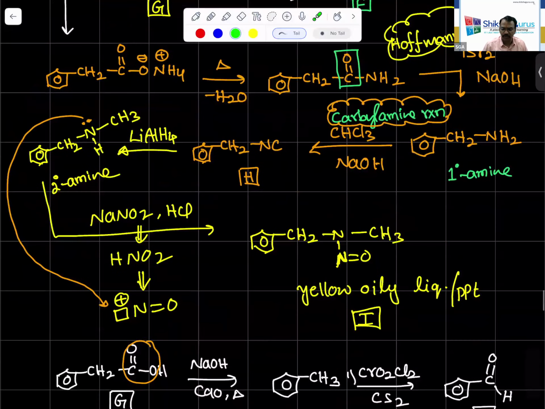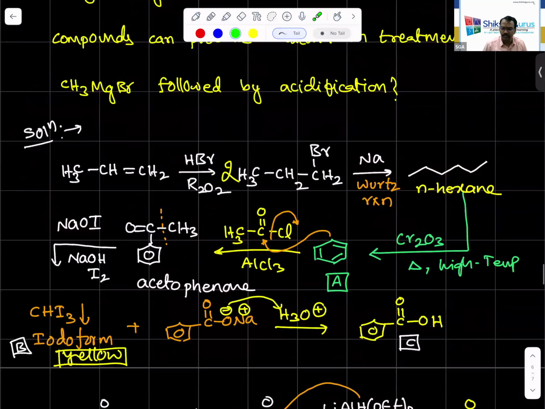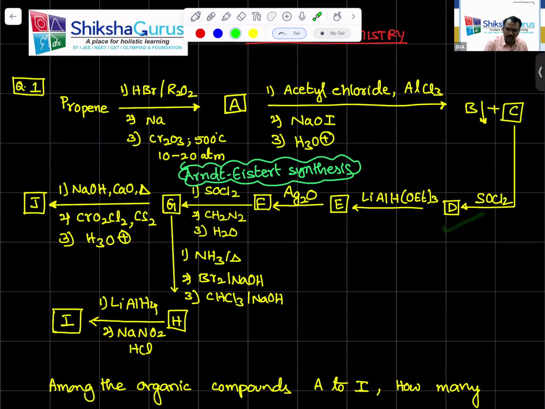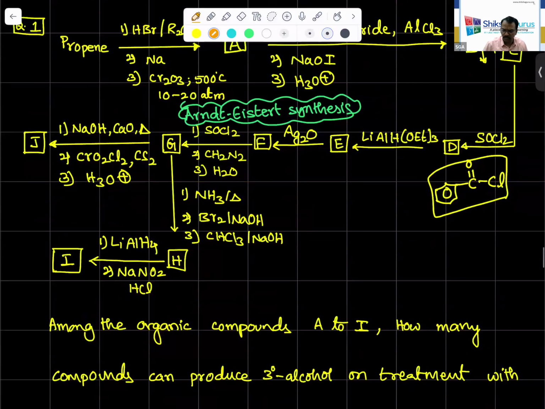Therefore, from A to I, only one compound, that is benzoyl chloride, compound D, is able to produce tertiary alcohol when treated with excess of Grignard reagent. Therefore, the answer is only one. Here the answer is just one.